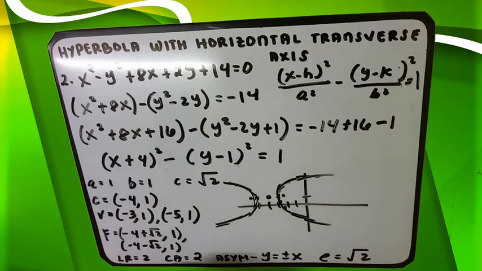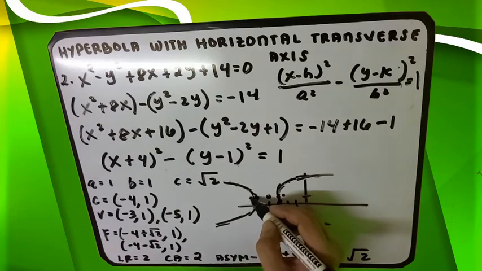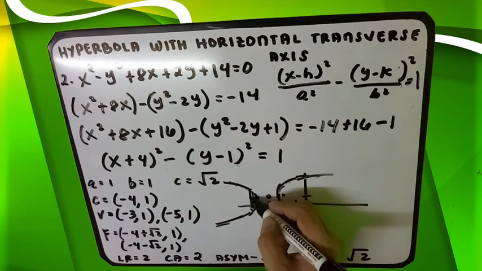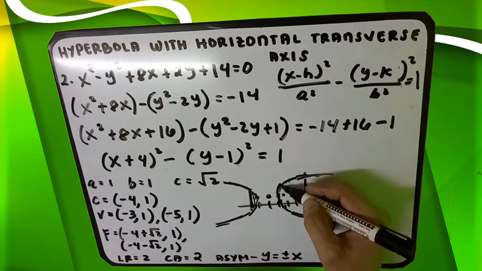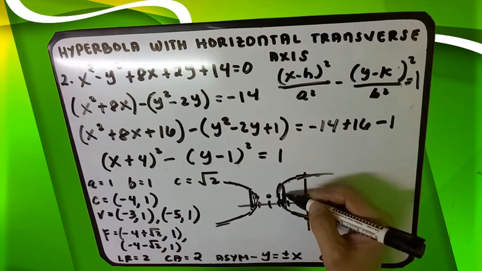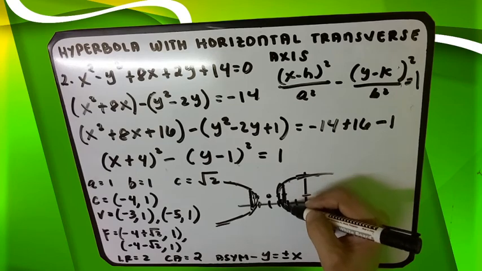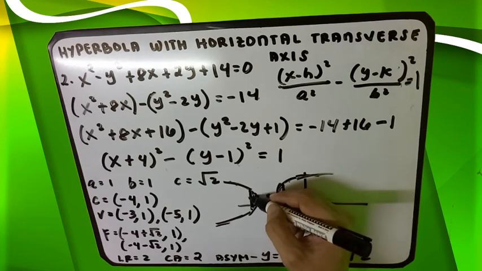And then length of the latus rectum, ibig sabihin 2 units to. Tama, 2 units ang length niya. So center niya ito, so ibig sabihin tig 1 unit. So madali nang ma-identify yan.